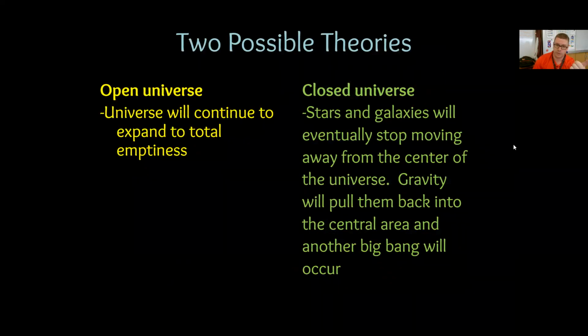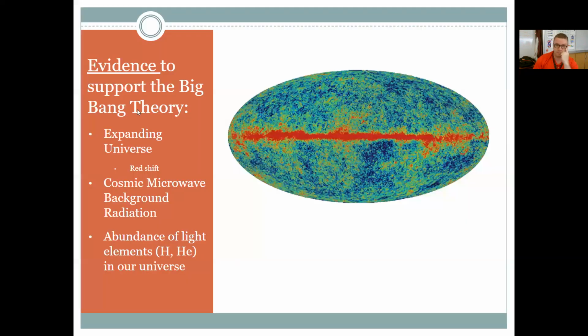Now we have two possible theories with our universe. Either the universe will continue to expand and there's no end, it's just going to keep expanding forever. Or at some point, the stars and galaxies will stop moving away and then gravity will pull them back to the center again, and then another Big Bang will happen. I kind of like the closed universe idea, that they'll expand out and then gravity will slowly start working them back together. I like that, almost like a boomerang.